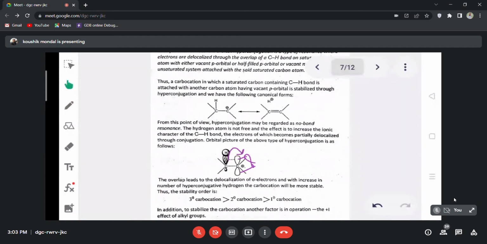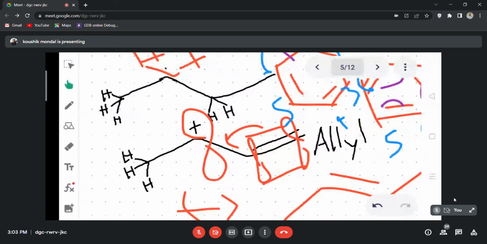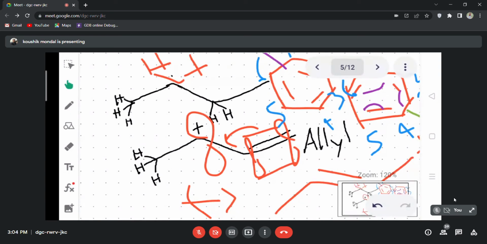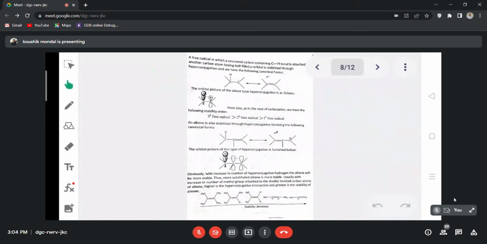Depending on the nature of hyperconjugation, the stability of a carbocation can be decided. This carbon, with one hydrogen, is a 2 degree carbon. It is a 3 degree carbocation that is better.